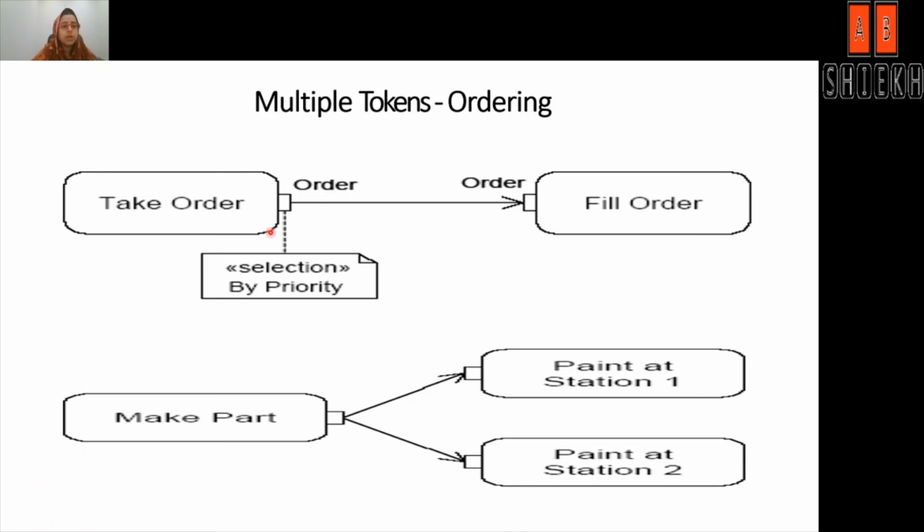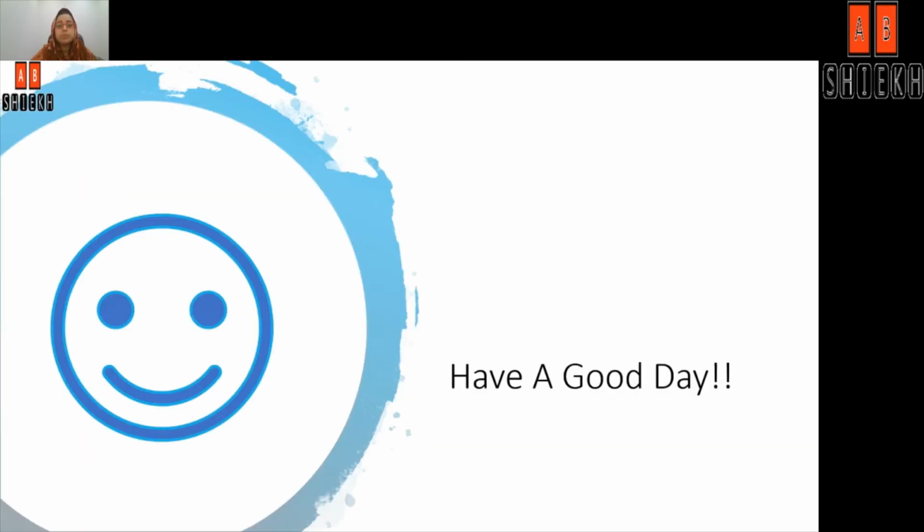So here our take order is flowing an object of order from take order to fill order, and these particular order items are being selected by priority to be flown down here. Similarly, make part and paint at station 1 and station 2 will be selected on the basis of priority or some other mechanism, maybe FIFO first in first out, LIFO last in first out, or priority or some other specially categorized behavior. So that was all about the activity diagram.